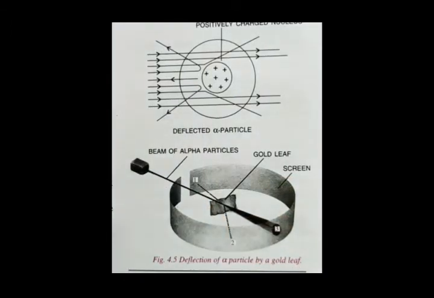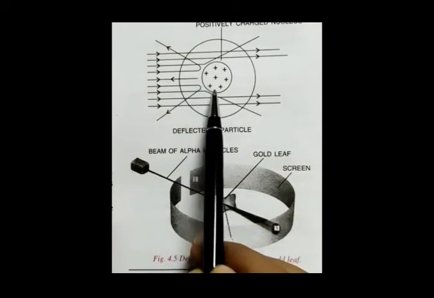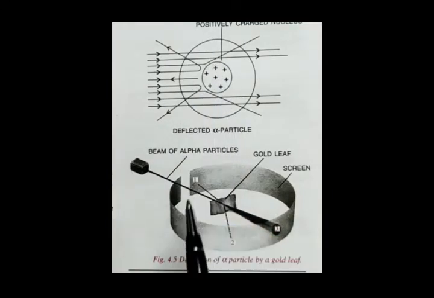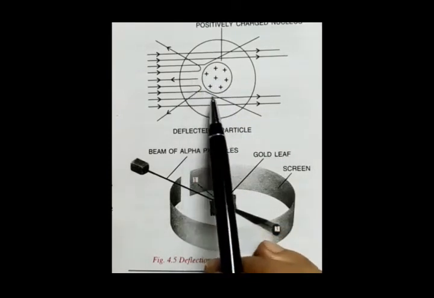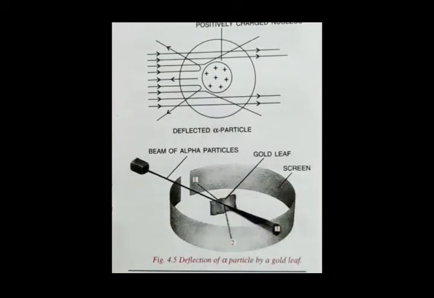Clear? So he concluded that most of the atom's mass and its entire positive charge are confined in a small core called the nucleus. So this gold foil experiment led to the discovery of the nucleus. According to Rutherford, most of the atom's mass and its entire positive charge are confined in a small core called the nucleus, and the positively charged particles are called protons. Clear?